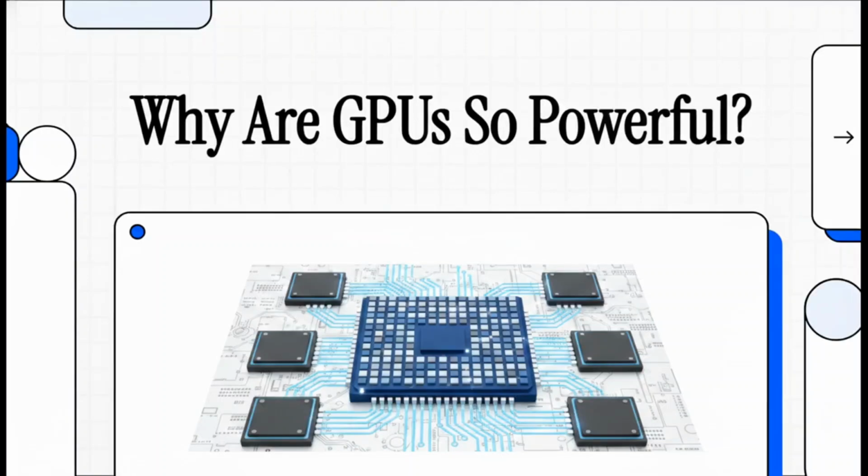I'm your host, and as an engineer, I love taking things apart to see exactly how they tick. Today, we're doing just that, with the fundamental architecture powering modern technology. We're going to look under the hood of the hardware that makes everything from high-end graphics to the artificial intelligence revolution possible. I'm talking, of course, about the GPU.